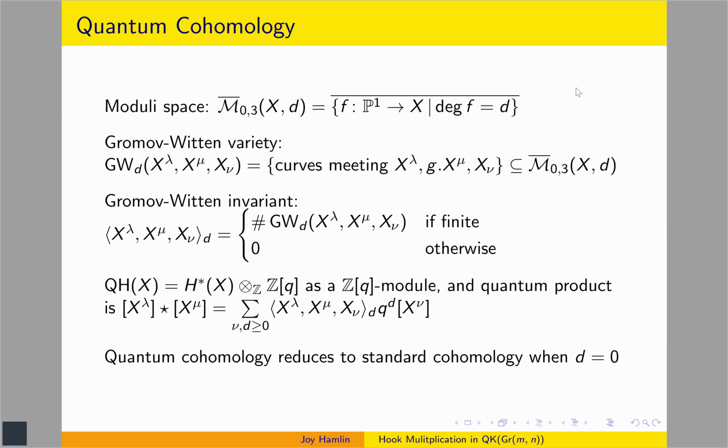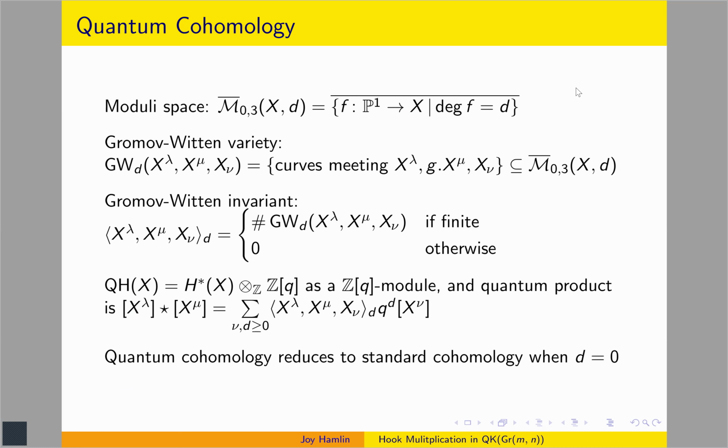Cohomology can be generalized to quantum cohomology, where cohomology counts intersection points, quantum cohomology counts intersection curves. I have the moduli space of degree d, genus 0, three-pointed curves in X. This can be thought of as the functions from the projective line to X of degree d. Note that the projective line is of genus 0 and has three marked points: 0, 1, and infinity.